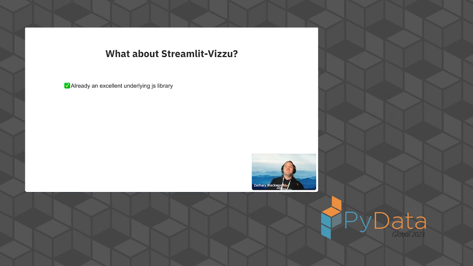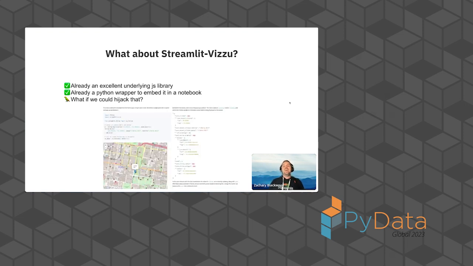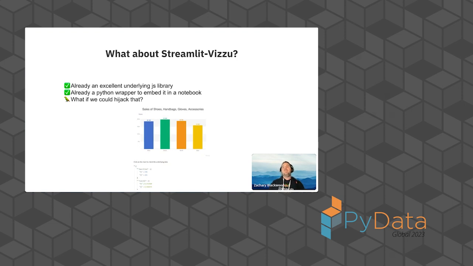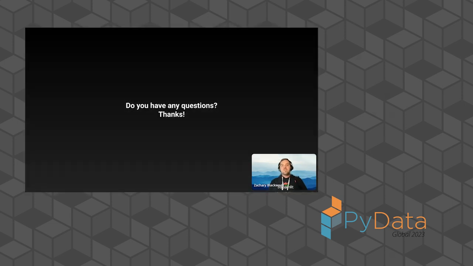With Streamlit Vizzu, there's already an excellent JavaScript library underneath, and there's already a Python wrapper to embed it in a notebook. I saw this and thought, what if we could hijack that and reuse that? In fact, I've already done this with a library called Folium, so I knew it was possible. It's a great library for making maps and geospatial visualizations. So I thought, what if we could do it with Vizzu? That's what Streamlit Vizzu is. It's a way to have a Streamlit app with a Vizzu animation embedded, and you can interact with it, you can change it, and you can get data out of that.